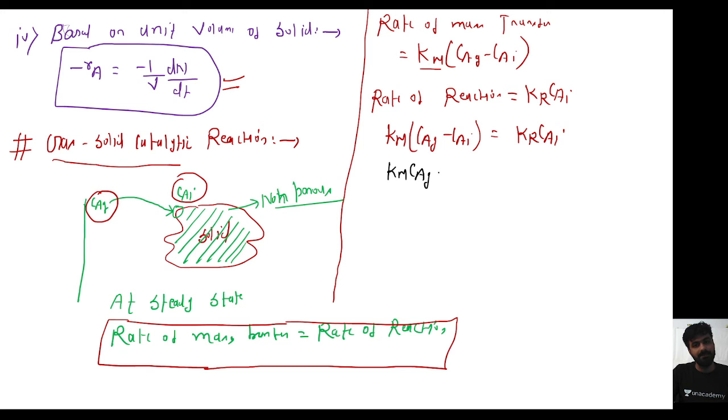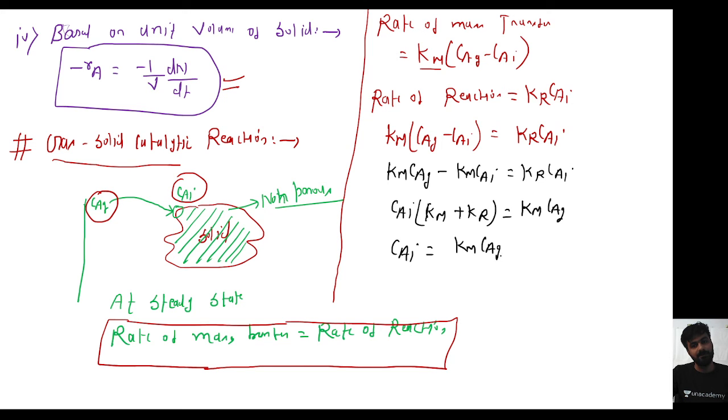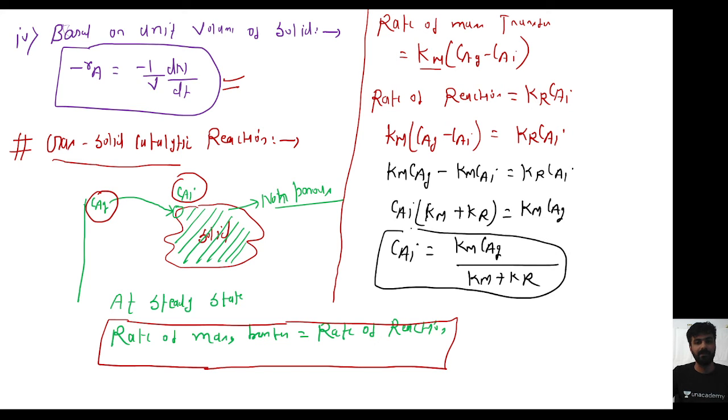Km Ca gaseous minus Km Cai is equal to Kr Cai. So Cai will be common. So can I write Cai times Km plus Kr is equal to Km Ca gaseous. So can I write here Cai is equal to Km Ca gaseous upon Km plus Kr. Are you getting it? So you will reach up to this conclusion.